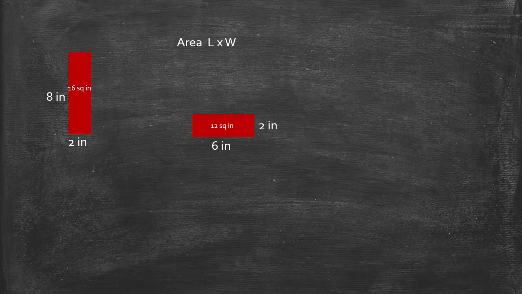Now remember, when you're finding area, it is square and whatever unit that you're using. So it could have been feet, meters, kilometers, miles, anything that you're using in part of your equation. Now, what if I was to combine those two figures together? Okay, so now I just move the box over and it's connected to this one.